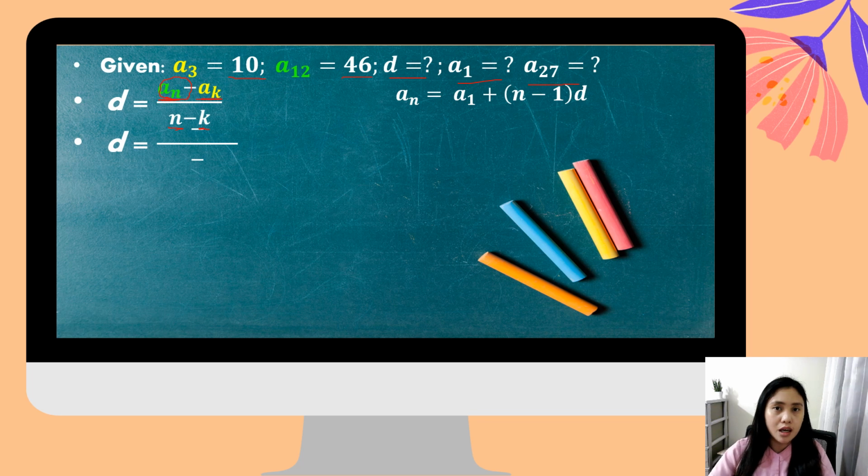Ang a sub n ay yung mas nahuling term. Sino ba ang mas nahuling term? Si 10 ba o si 46? Tama. Mas nahuli si 46. So, siya ang ating a sub n. So, we replace a sub n by 46.